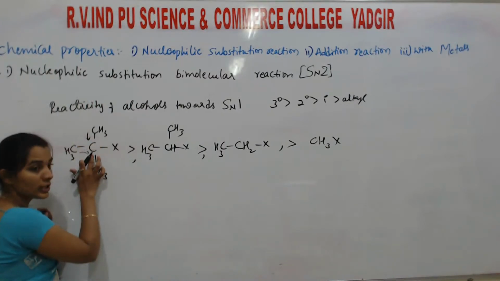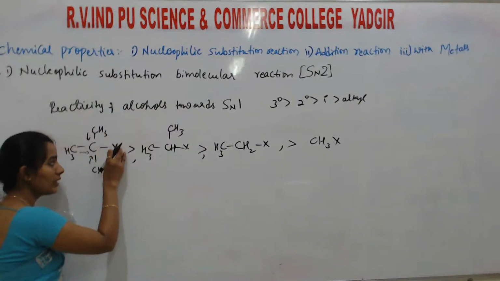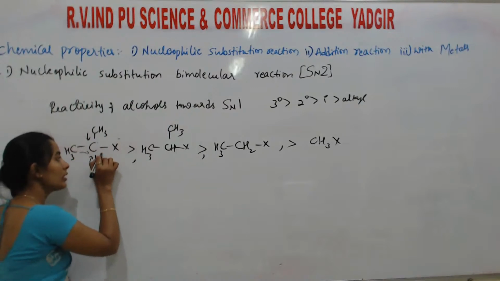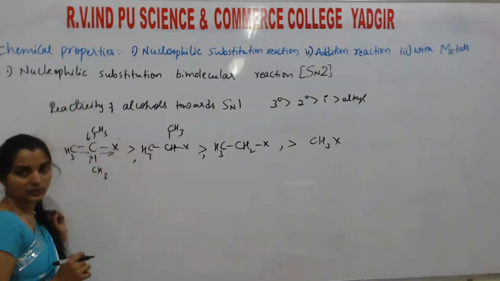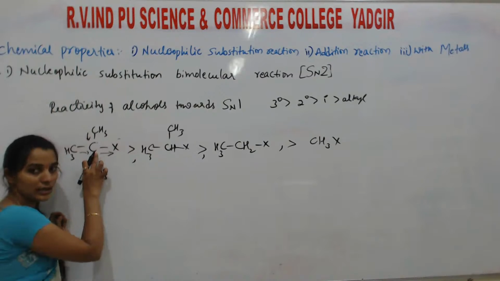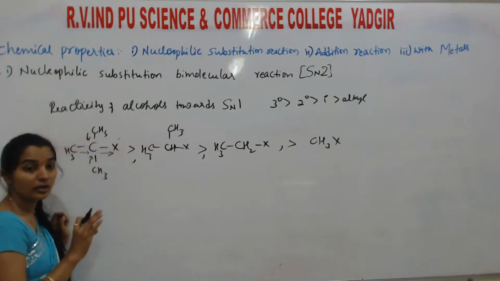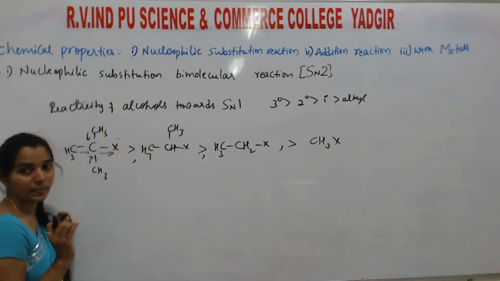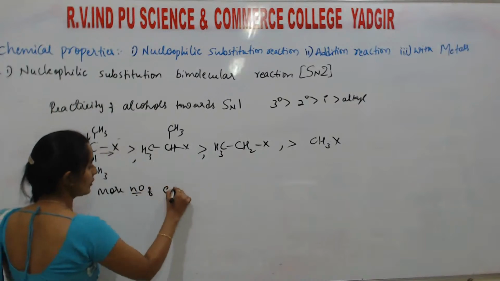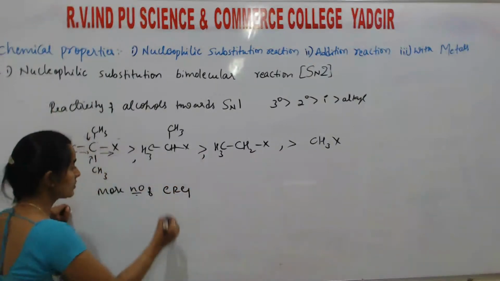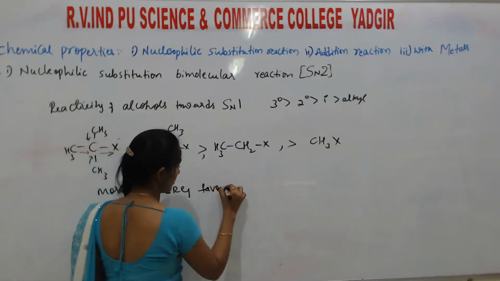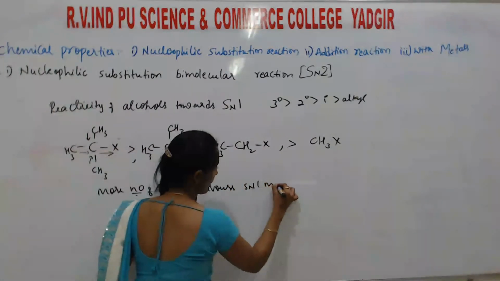That means electron density increases here. At the same time, this X group is a minus, this one is a plus. So this carbon easily donates electron towards this. As the increase in the electron releasing group increases the electron density, the carbon results in the detachment of the nucleophile easily. So if more number of electron releasing groups, that means what? Favors SN1 mechanism.